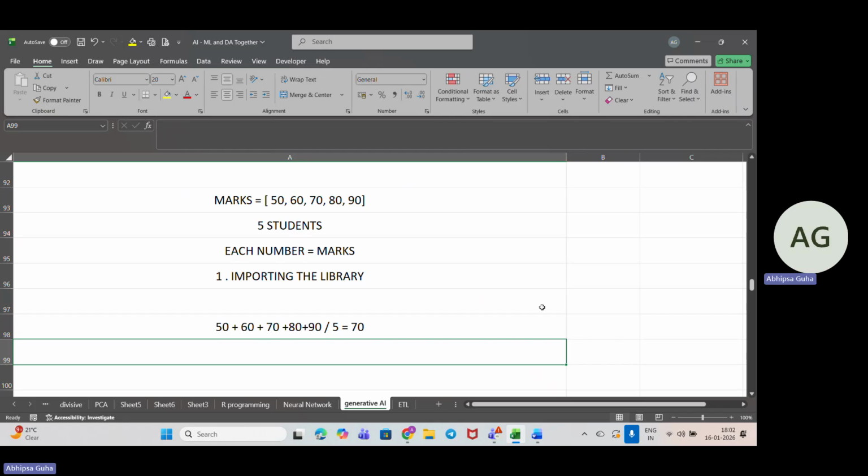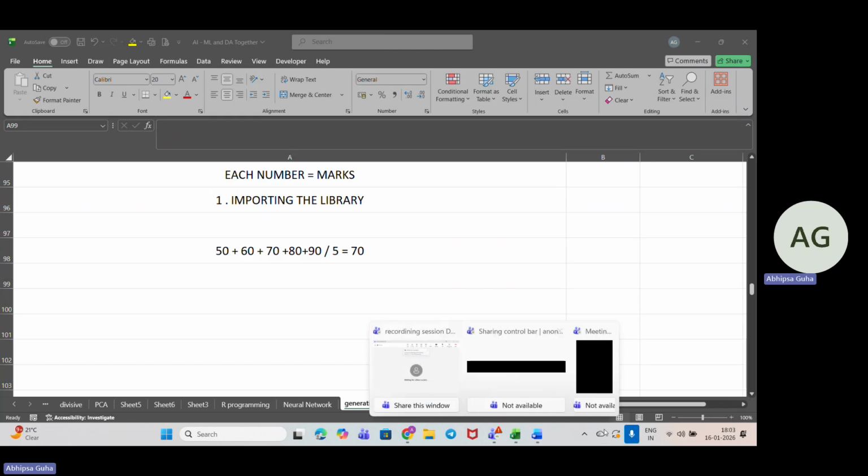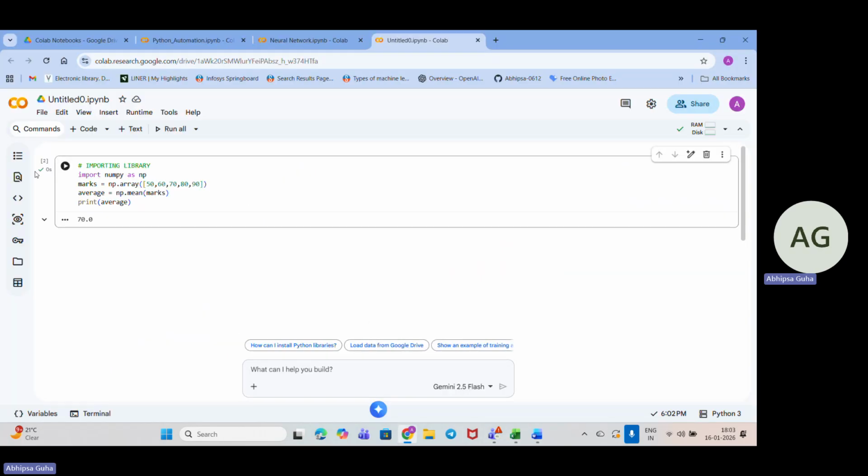So how does ChatGPT understand the result? ChatGPT thinks this average is equal to 70, so marks are increasing, performance is good. So it can say the average score is 70, which shows decent performance. This is what we are doing: we are just giving the data and making it happen with the help of Python. We are getting the average.